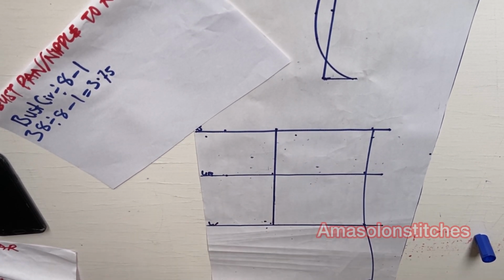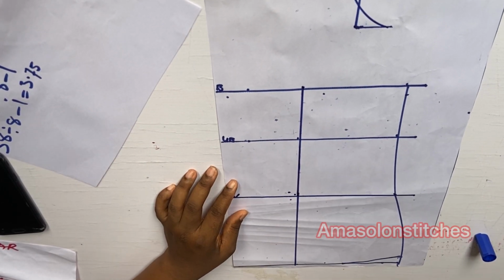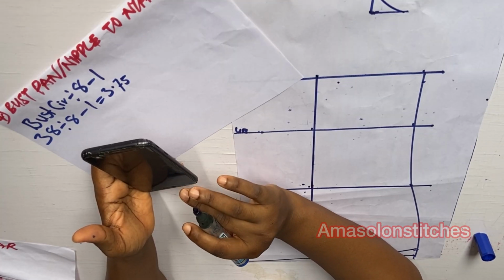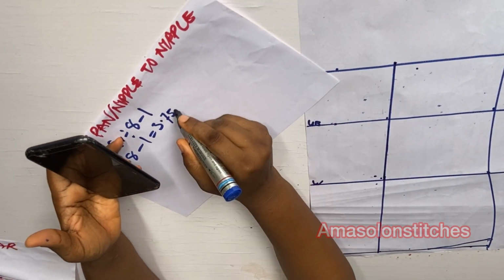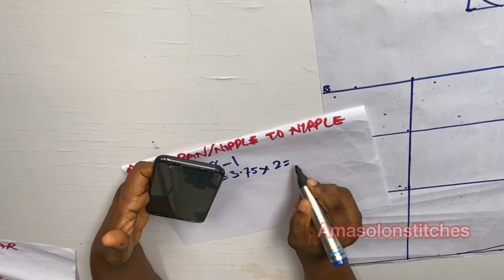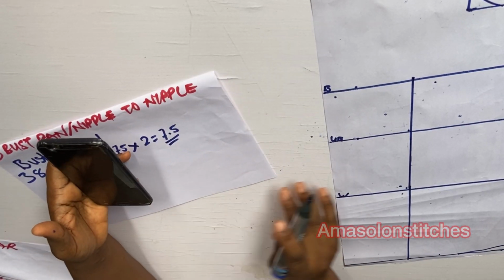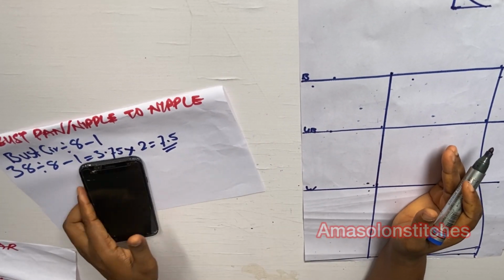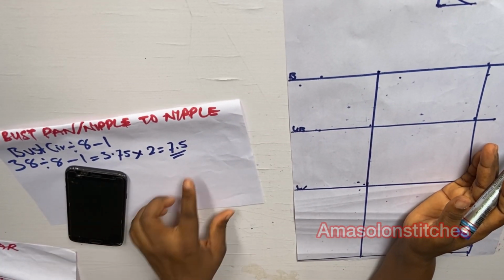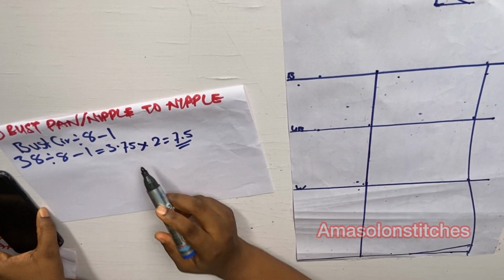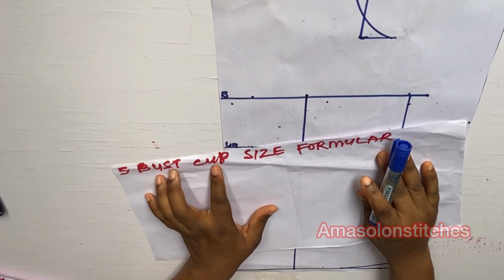This is for your corset, your bustier, or your dart. If you want to input a dart on the dress, you need your nipple to nipple measurement, and this is how to get it, in case you omitted it. Now this 3.75 times 2 gives you 7.5. That is if you open the pattern paper or the fabric. Divided by 2 gives you 3.75, which is what I inputted there.